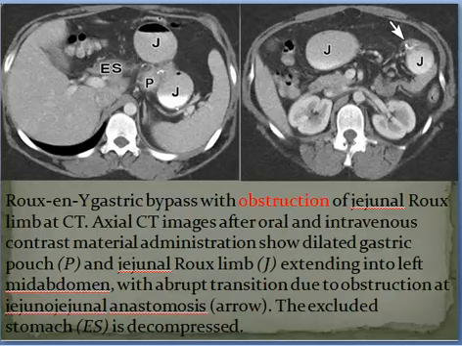With abrupt transition due to obstruction at the jejunal anastomosis. Here the normal is collapsed, and here the dilated, so there is dilatation here. Of course, the excluded stomach is collapsed. So here there is definite obstruction of the jejunal loop.